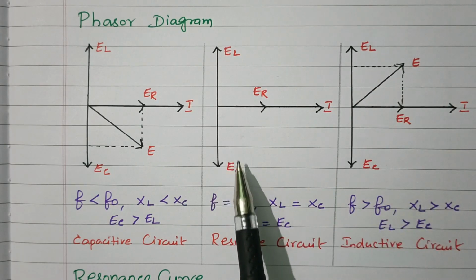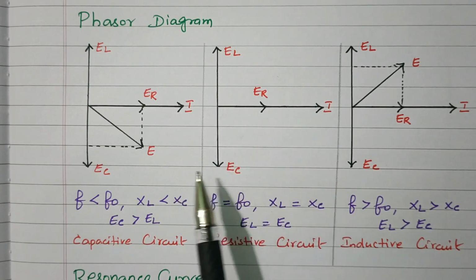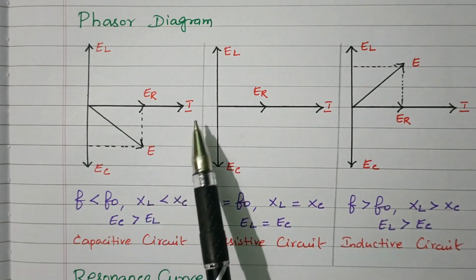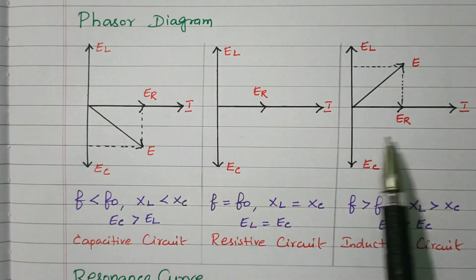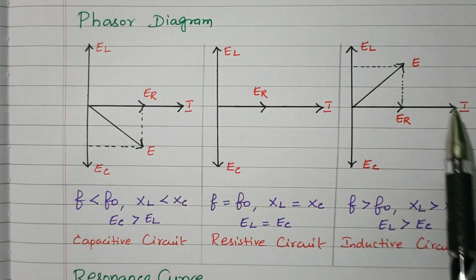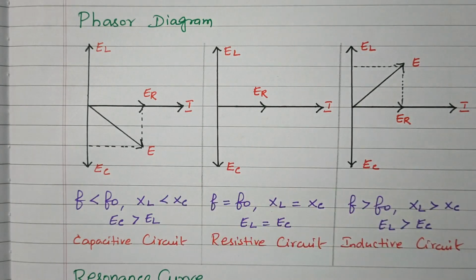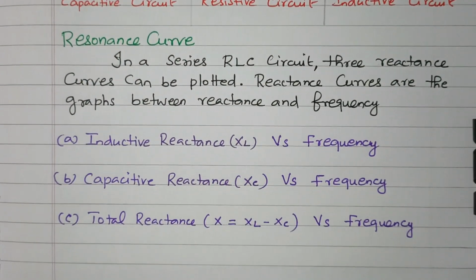So in the resistive circuit, both ER and EI are in phase. In capacitive circuits, E is lagging or current is leading. Here current is lagging and E is leading. So these are three different phasor diagrams. Now we'll see the resonant curve for the three different cases.